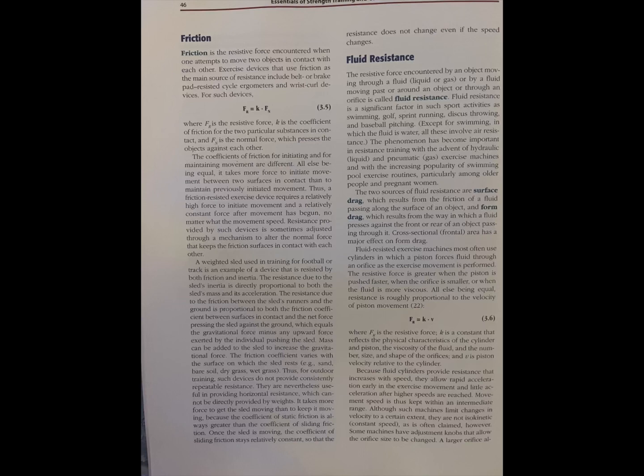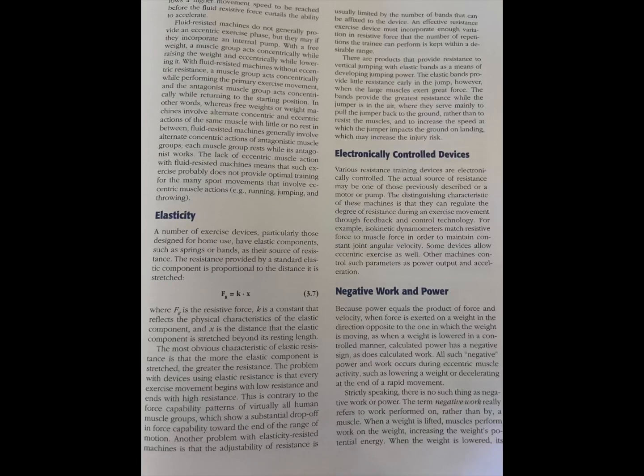Fr equals K times V, where Fr is the resistive force, K is the constant that reflects the physical characteristics of the cylinder and piston, the viscosity of the fluid, and the number, size, and shape of the orifices, and V is the piston velocity relative to the cylinder. Because fluid cylinders provide resistance that increases with speed, they allow rapid acceleration early in the exercise movement and little acceleration after high speeds are reached. Movement speed is thus kept within an intermediate range.